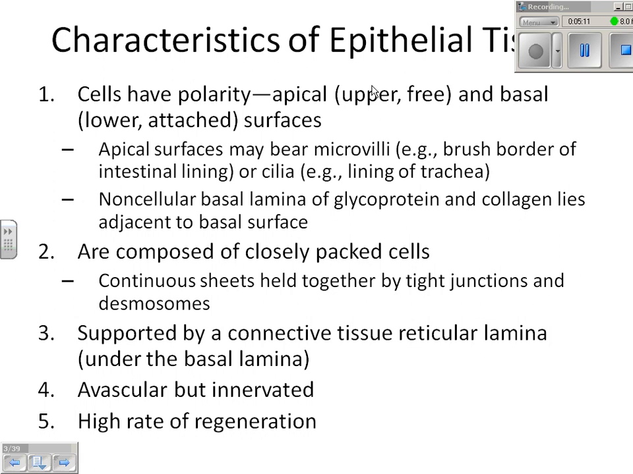Now, one of the things that will help you identify epithelial tissue is that this type of tissue is tightly packed. It's cell to cell to cell to cell to cell. It's going to be very different from connective tissue, because connective tissue has a lot of extracellular matrix, so it's not as many cells butted up next to each other. So when you see a bunch of cells together, you're probably looking at epithelial tissue.